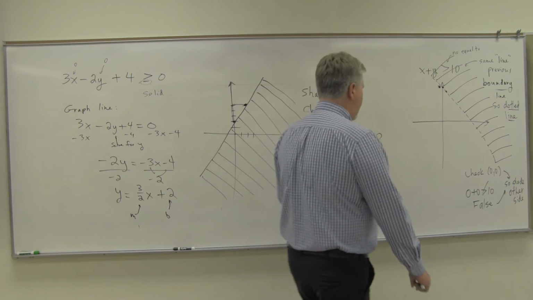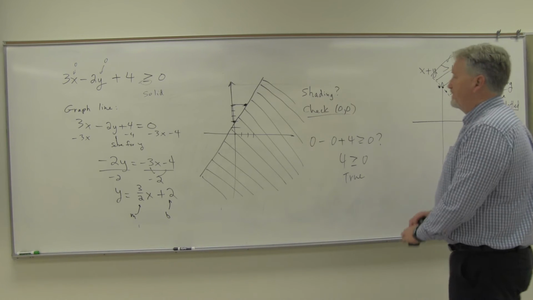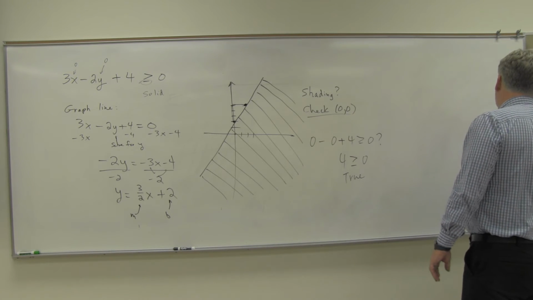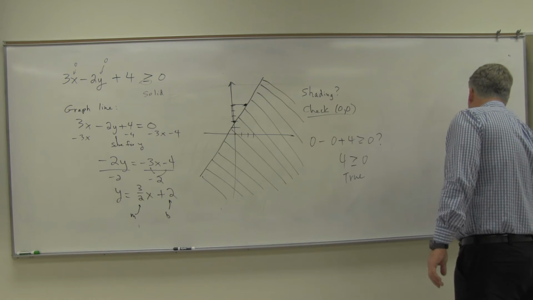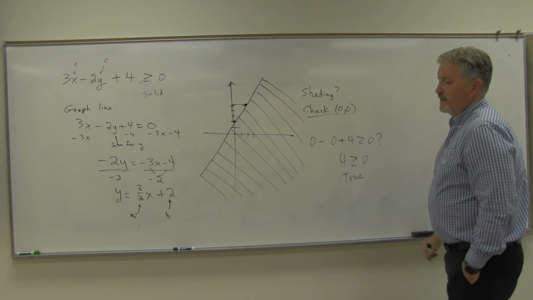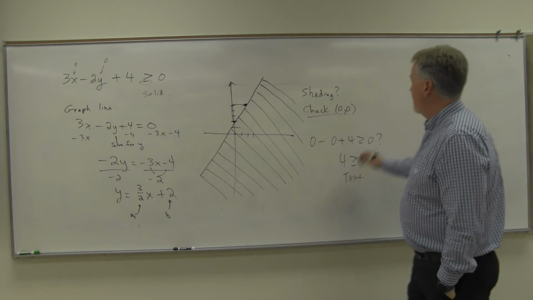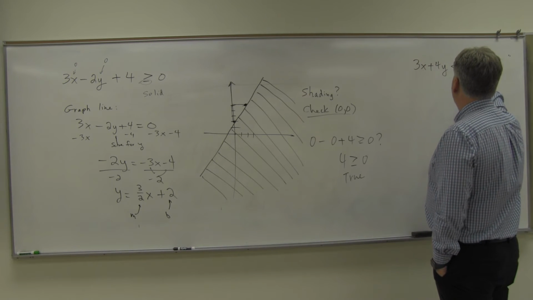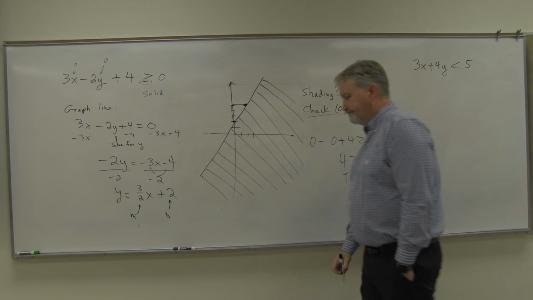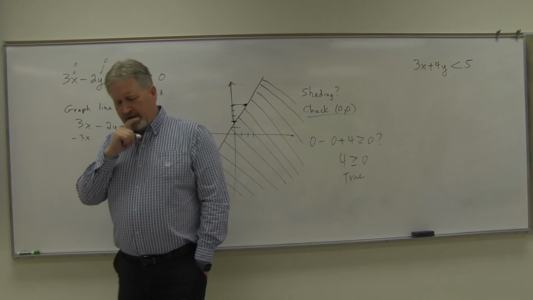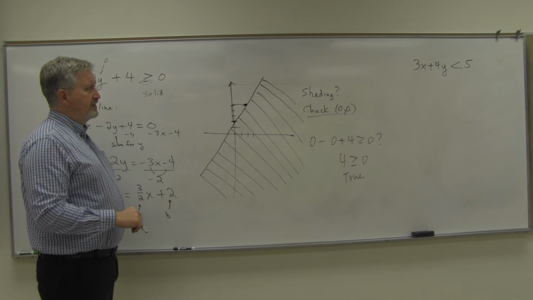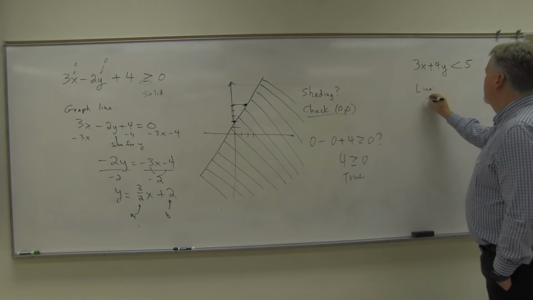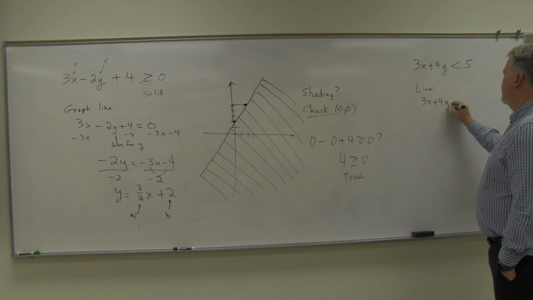All right, now, let me do this one because it has a little something here. It's 3x plus 4y less than 5. Not too bad, but all right. So start with the line, 3x plus 4y equals 5.